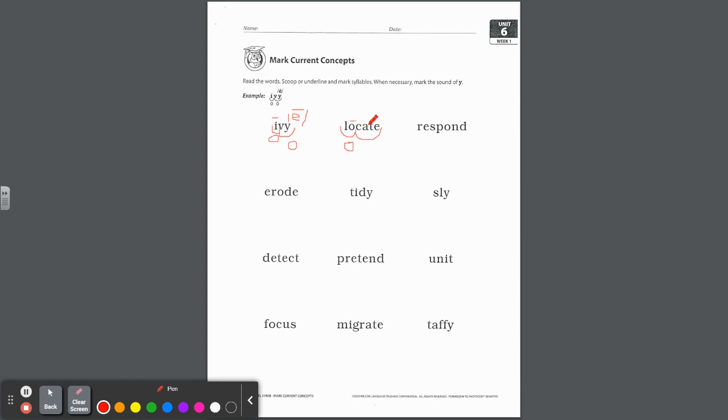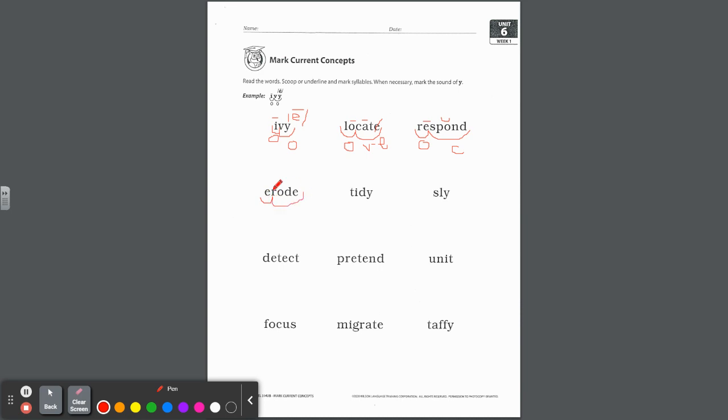Okay, now look at the pattern. We have a vowel that's long, a consonant, and a silent what? E that we're crossing off. This syllable is a vowel dash E syllable. Great. Locate. Then we have respond. We have a long vowel here, open, spawned. That's short O. Okay, so we're going to mark that one as closed. Let's go to the next word or next row.